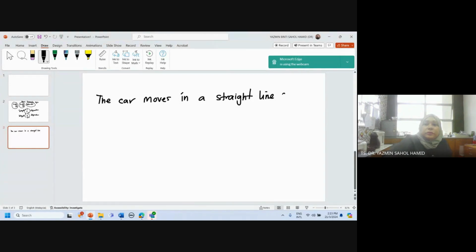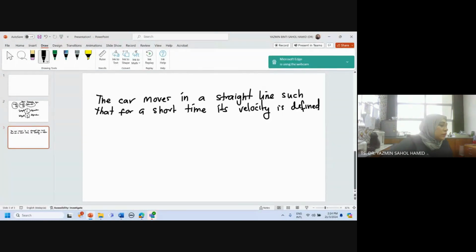Okay, such that for a short time its velocity is defined by v equals to (0.6 t squared plus t) meters per second, where t is in seconds.